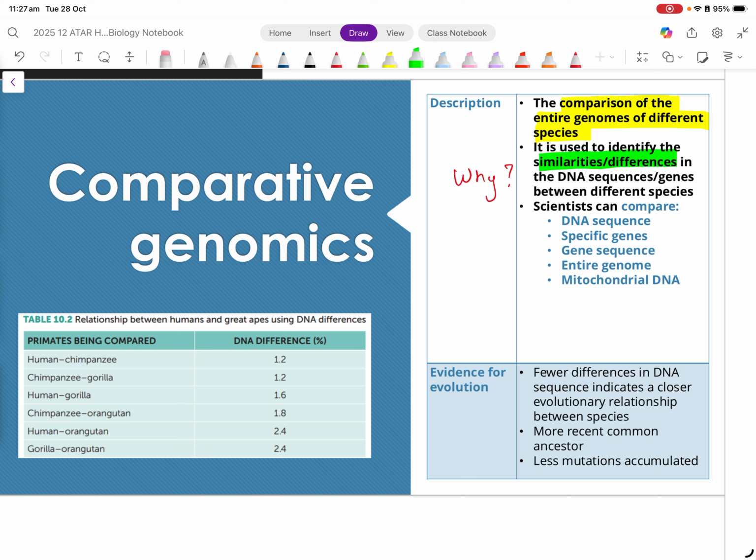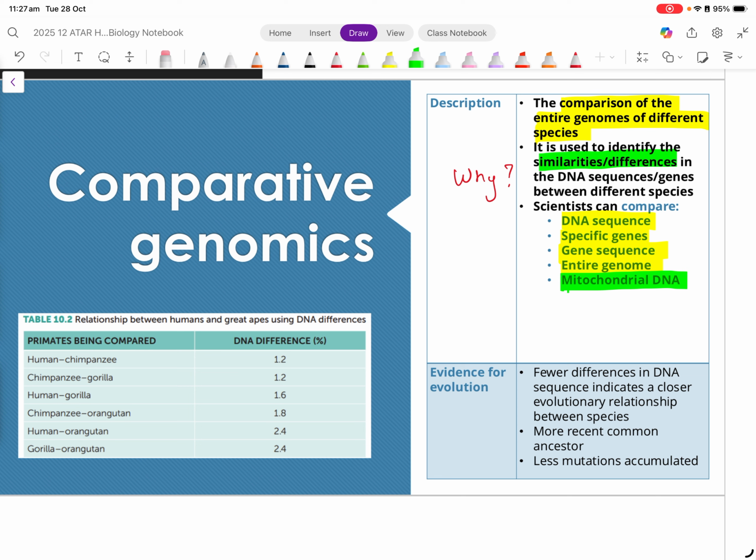Now, we can do a whole bunch of different comparisons with comparative genomics. We can look at the DNA sequence, specific genes and the gene sequence, and even the entire genome. Something that we haven't spoken about this year, but we will now, is we can also look at similarities and differences in the mitochondrial DNA. Now, all of these things together can provide us with evidence for evolution. And this is our key understanding in Year 12. This is what it all comes back to.